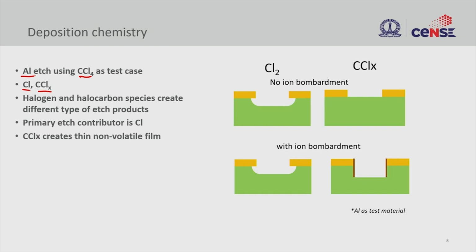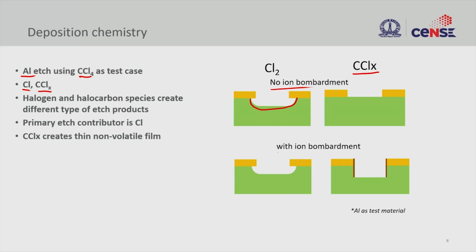But then when you look at the experiment, when you don't have any ion bombardment, when you expose it with chlorine, people observed an isotropic etching. So chlorine etches aluminium, but in an isotropic way, in the absence of ion. But when you look at CClX, CCl was not etching at all. So no etching whatsoever when there is an absence of ion.